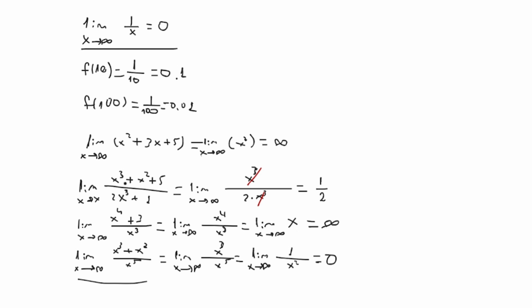And when the function is balanced, so the highest power of x in the numerator is equal to the highest power of x in the denominator, we just divide them by each other, and that's our answer.